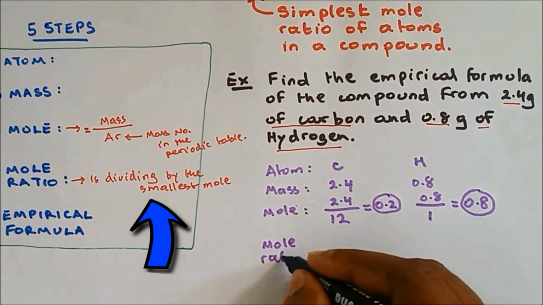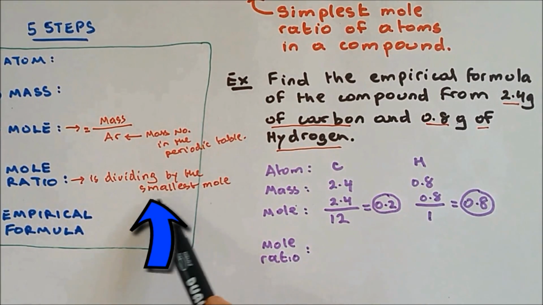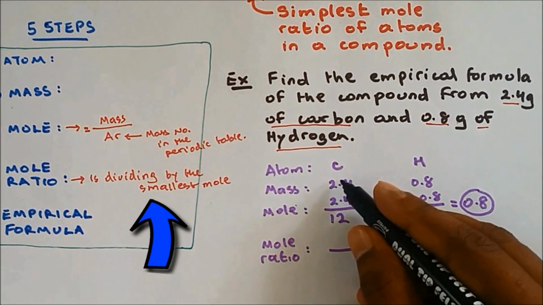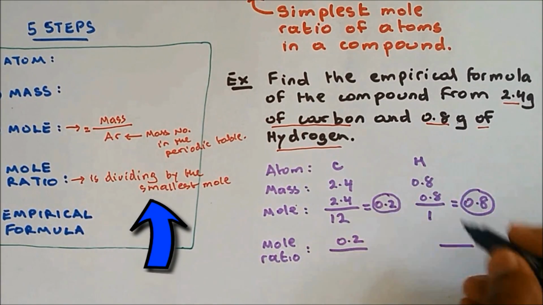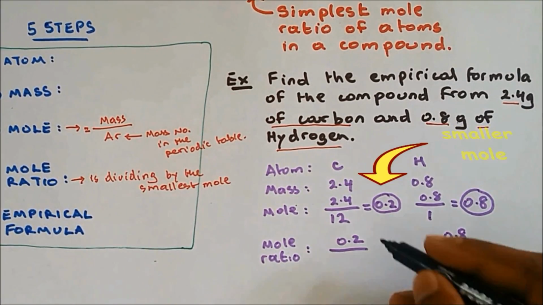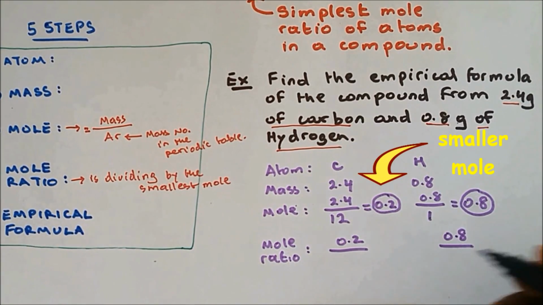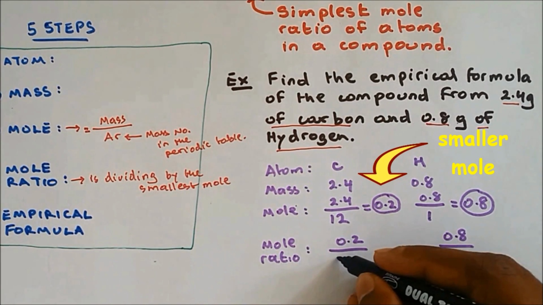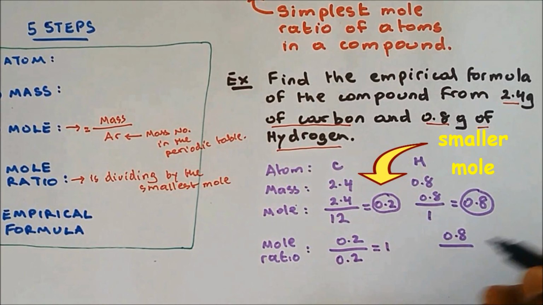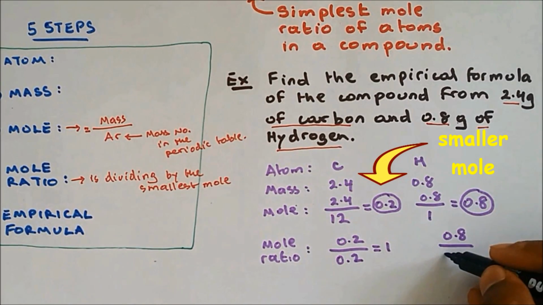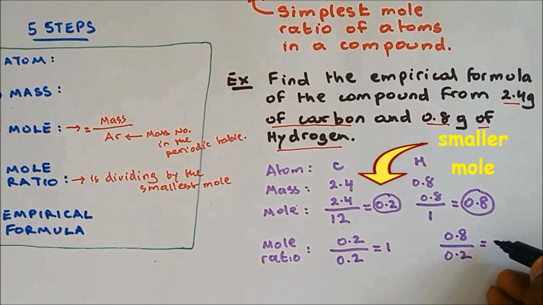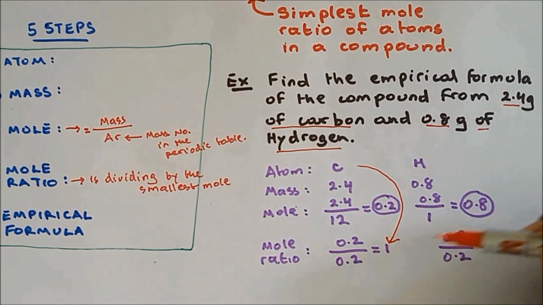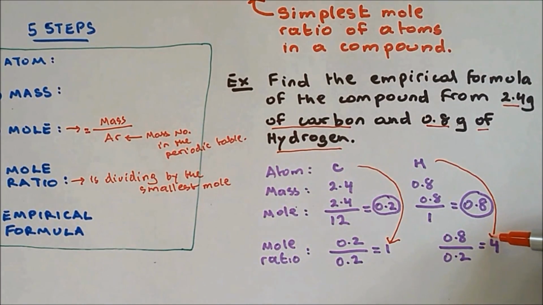Okay, now mole ratio. I mentioned that mole ratio is dividing by the smallest mole. So we're going to take the mole of carbon, 0.2, and the mole of hydrogen, which is 0.8, and we're going to divide both by the smallest mole. Which one is the smallest mole over here? Obviously, the 0.2. So we're going to divide the 0.2 by 0.2, which gives us 1, and we're going to divide the 0.8 by the 0.2, which gives us 4. So we know that carbon is 1 and hydrogen is 4.